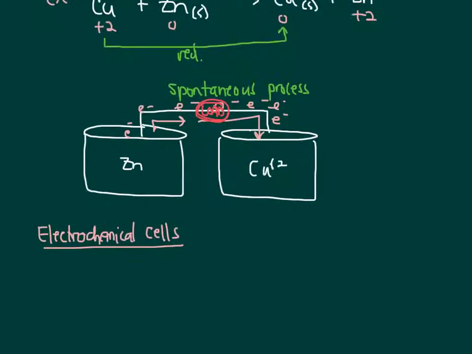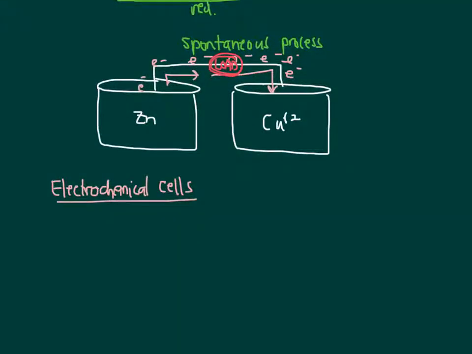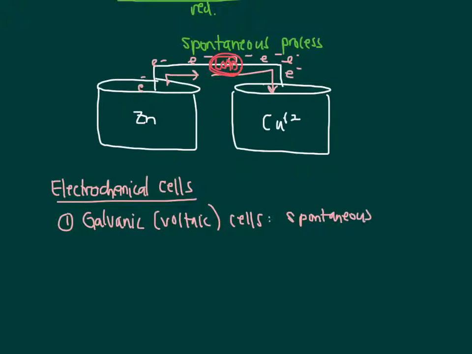All right, so that electrochemical cell that you just made is called a battery, and there are actually two types of electrochemical cells. The first type of electrochemical cells is called a galvanic, or sometimes you'll hear them referred to as voltaic cells. These are spontaneous, meaning one atom just gives its electrons to the other atom. Another word for these is batteries.